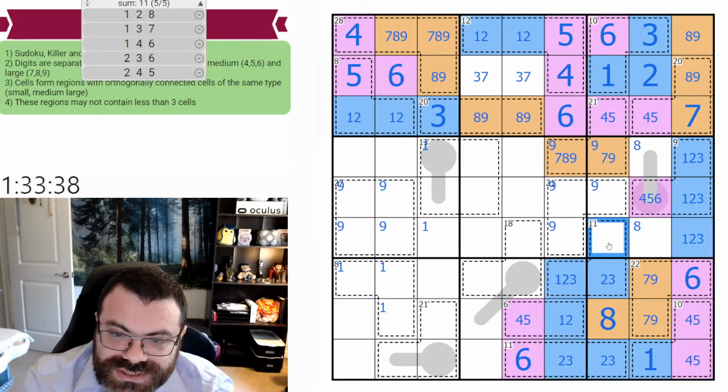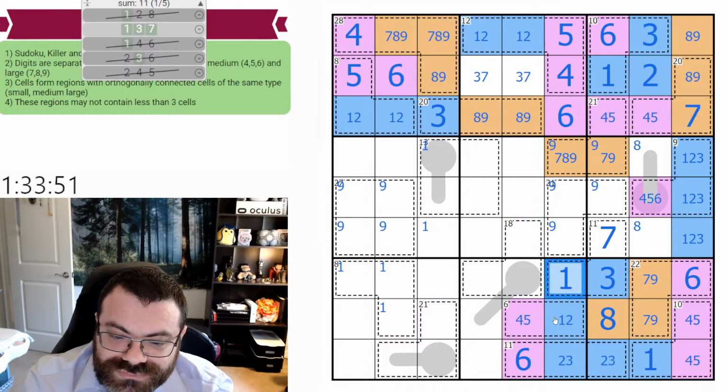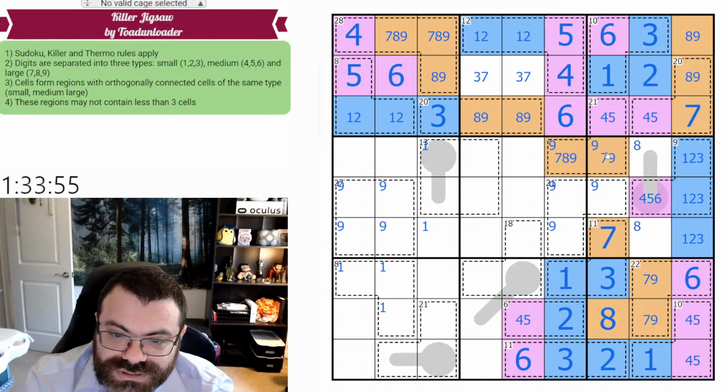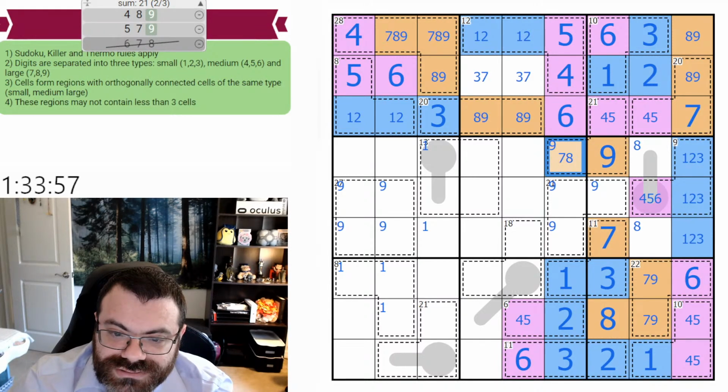6. Oh, this can't be a 6. Can't be a 9 either. So it's a 7. Crazy. And then this is 1, 3. I think that all works. That places 9 here. This is the other 4, 5 mid.